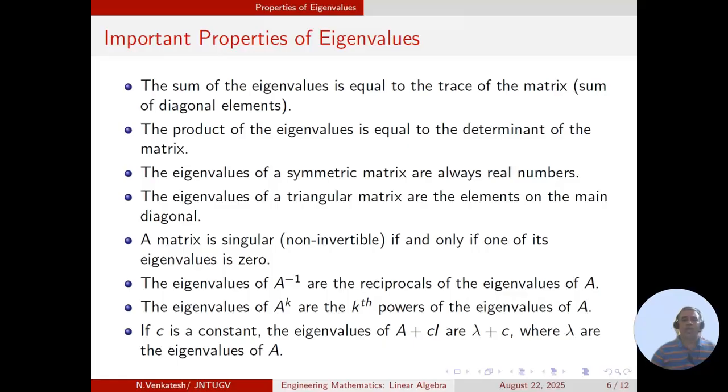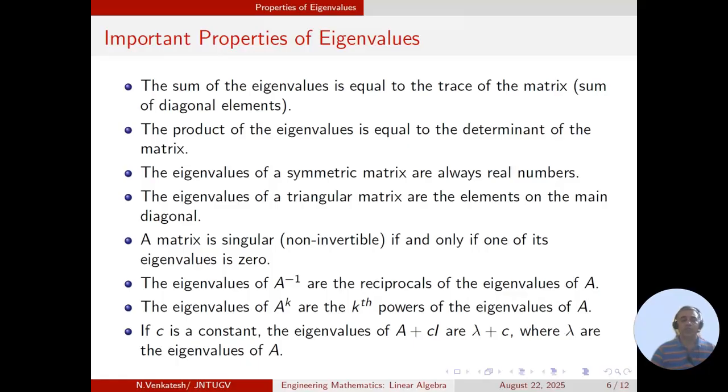The eigenvalues of A inverse are the reciprocals of the eigenvalues of A. If you know the eigenvalues of A, you can find the eigenvalues of A inverse without computing A inverse. Simply those are the reciprocals of the eigenvalues of A. Similarly, if you know the eigenvalues of A, you can find the eigenvalues of A power k by simply taking the kth power of the eigenvalues of A.